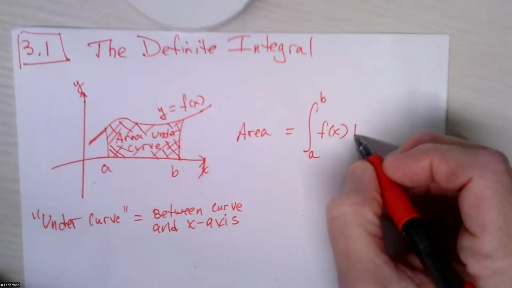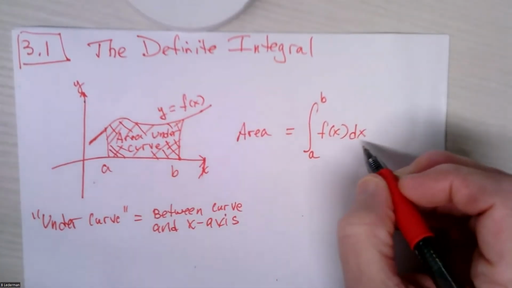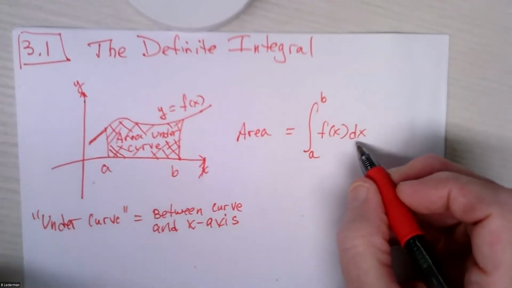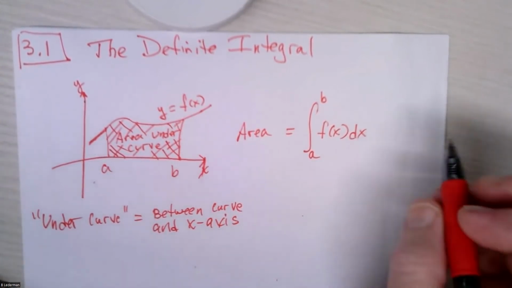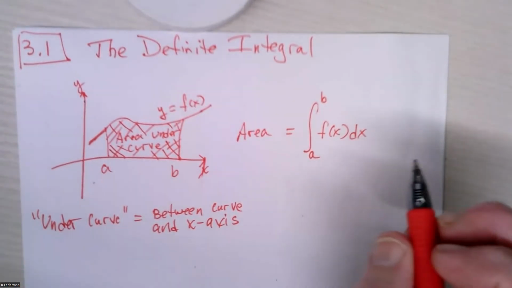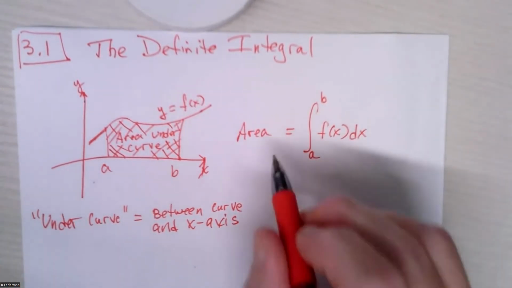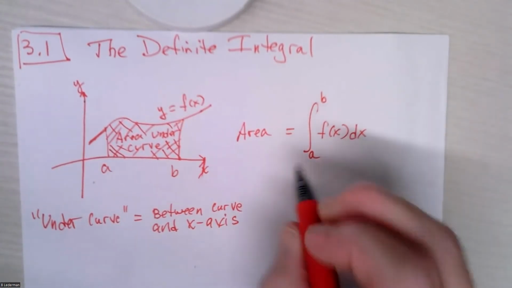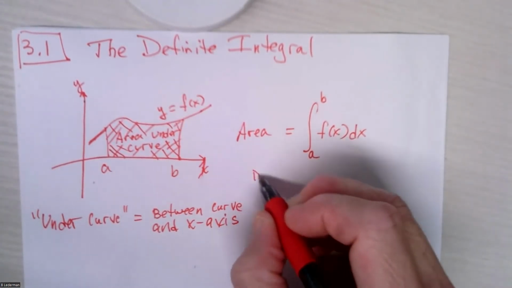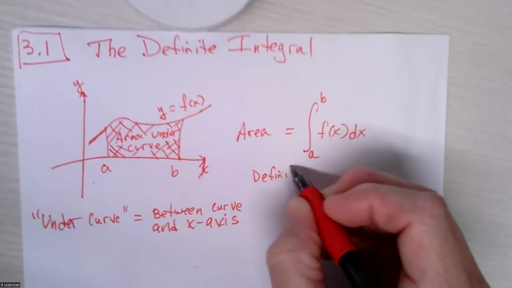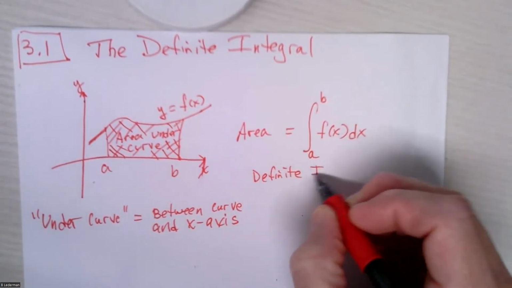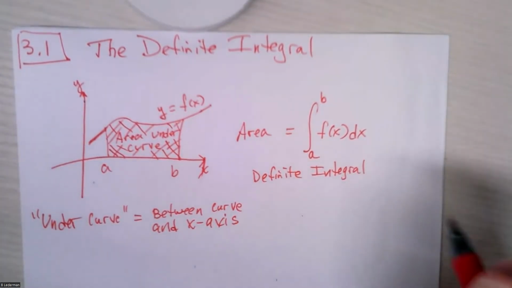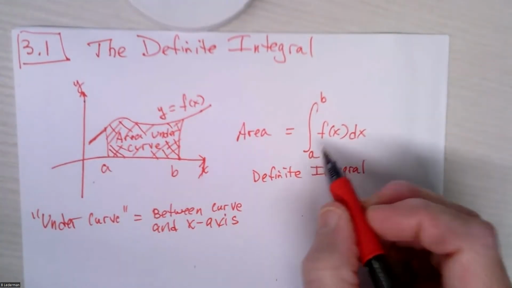And we always add this symbol here, dx. We're familiar with the dx. We've seen it with derivatives, and this is the area. This is called a definite integral. And what makes it definite is the fact that you have an a down here and a b down there.